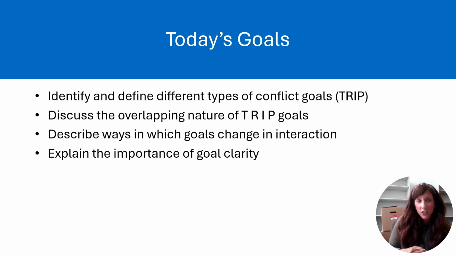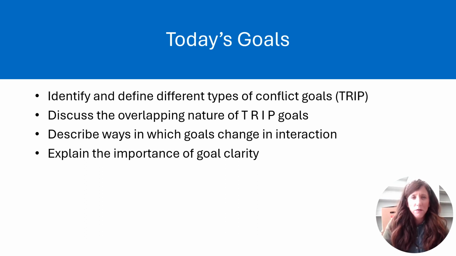Hopefully you've already had a chance to look at your chapter and you know that the textbook authors identify 4 different goals that commonly occur within an interaction, and they conveniently fit into this little acronym, TRIP. So we'll start by identifying and defining each one of those goals, and then we'll spend some time talking about how those goals probably shouldn't just be discussed independently, but in actuality, those goals really tend to overlap.